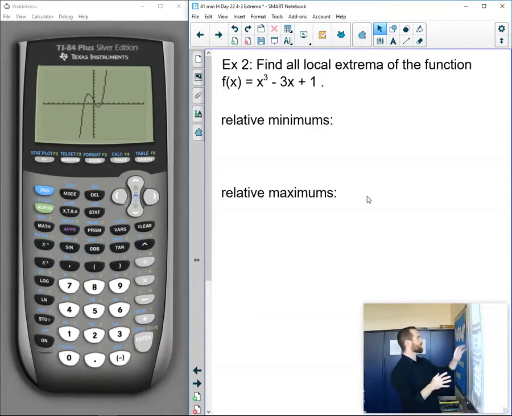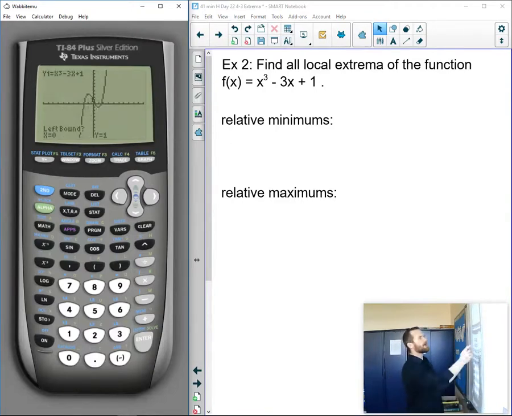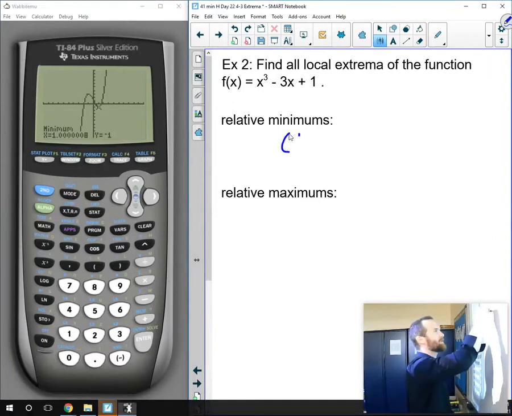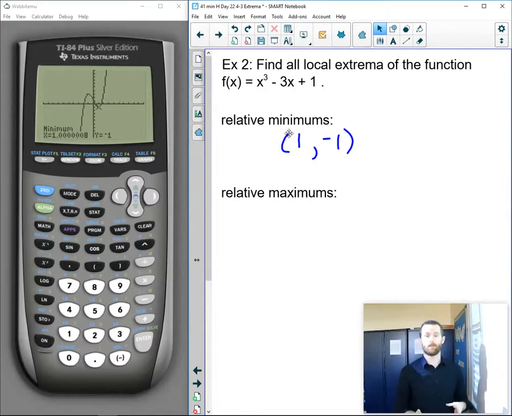All right, so let's find the minimum first. So second, calculate. Minimum is number 3. And again, we go left bound, right bound. So that's to the left of my minimum. Then I hit right till I pass it. That's good enough. Enter. And one more time. We get the point 1.000008. So we'll just say that's a 1 and negative 1. So 1, negative 1 is a relative minimum for this function.